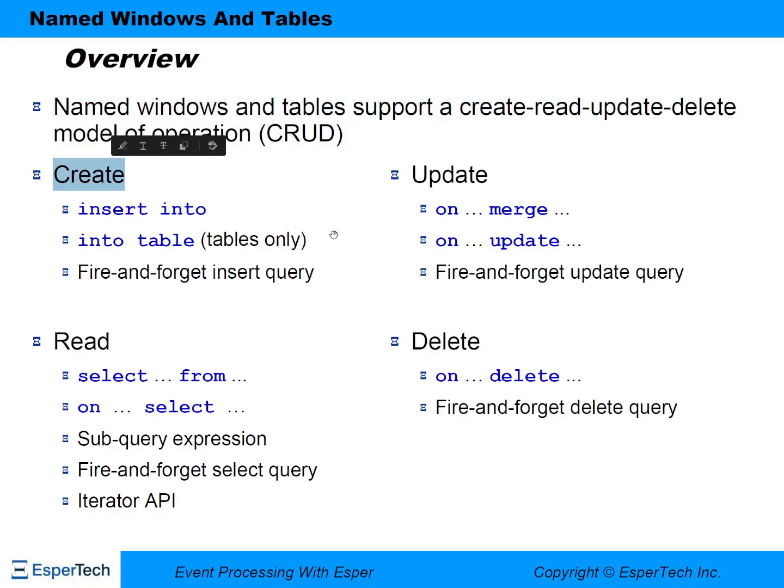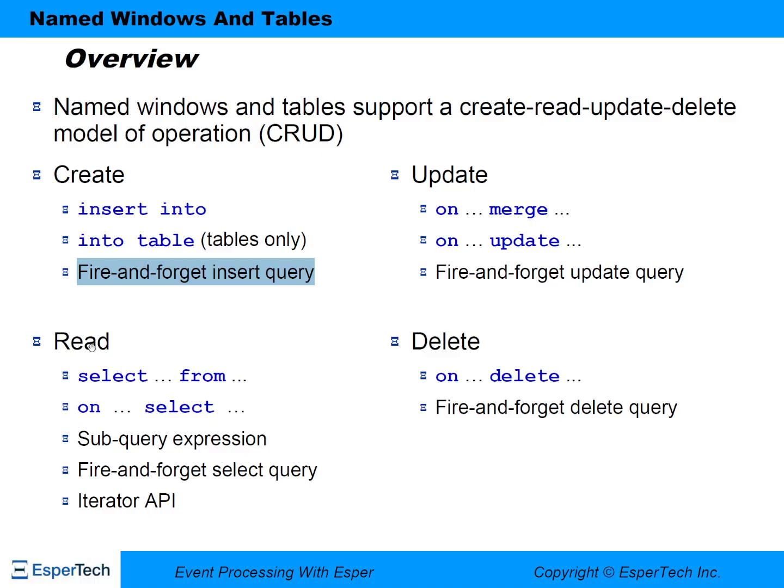The following can be used to create an event in a named window, or to create a row in a table. Insert into clause can insert an event into a named window or a row into a table. The into table clause is only for tables and can add rows to tables. A fire and forget insert query can add one or more events to a named window or rows to a table.